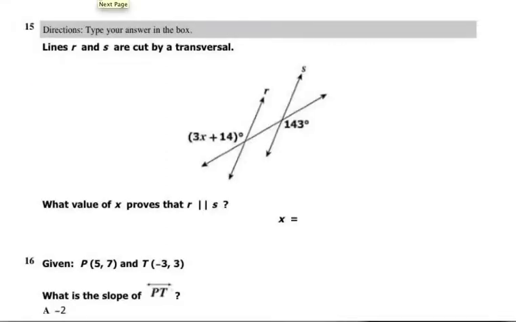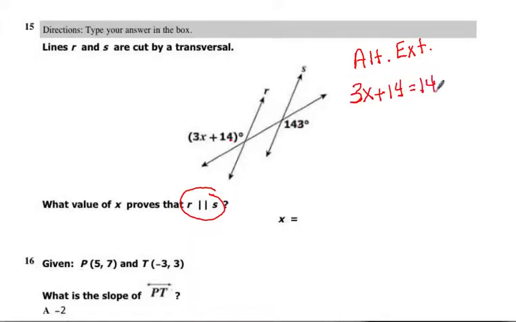Number 15. Lines R and S are cut by a transversal. What value of x proves that these two lines are parallel? What are these two angles called? Alternate exterior angles. When the lines are parallel, alternate exterior angles, look, they're both obtuse, they are congruent. So 3x plus 14 equals 143. So subtract 14. 3x equals 129.